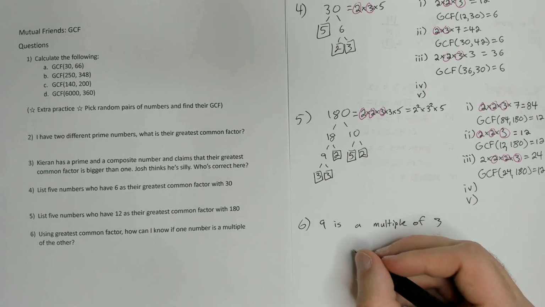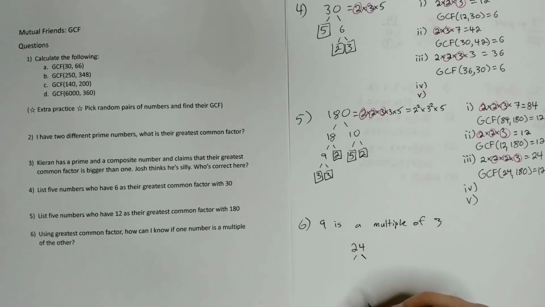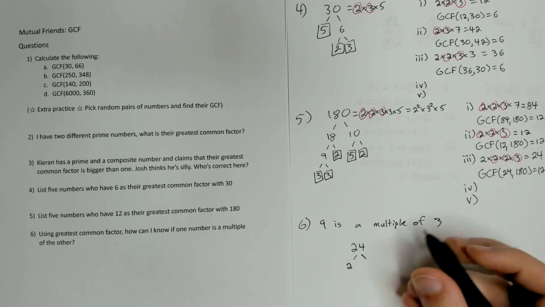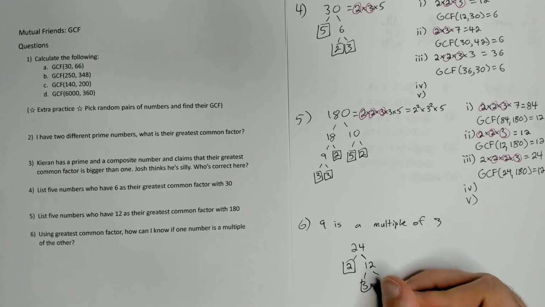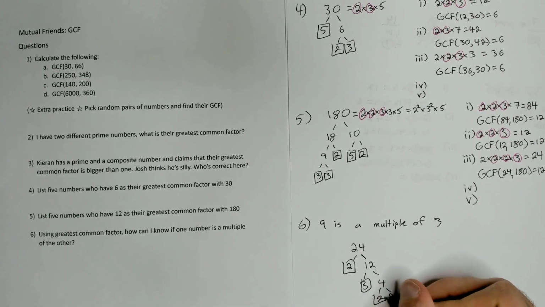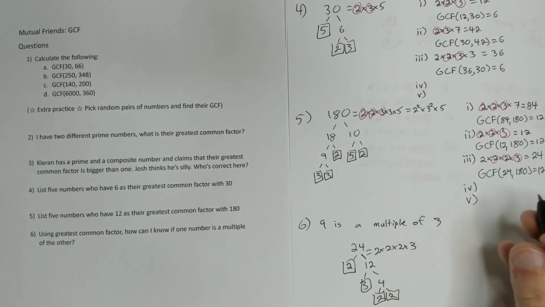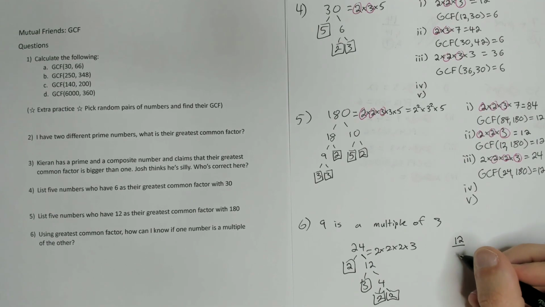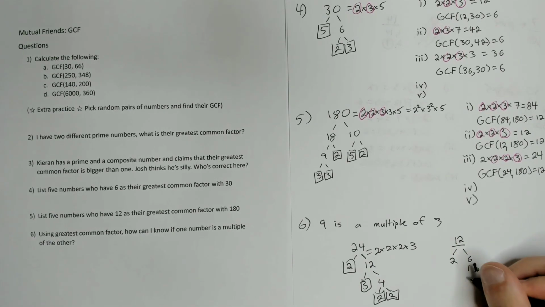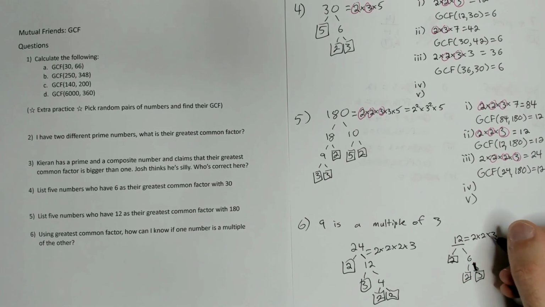So let me give you an example. Let's say 24. All right, so the prime factorization of 24 is 2 and 12, and then 3 and 4, and then 2 and 2, right? So we get that 24 is 2 times 2 times 2 times 3. All right, and now let's look at the prime factorization of 12. So 12's prime factorization is going to be 2 and 6, and then 2 and 3. So 12 gives us 2 times 2 times 3.